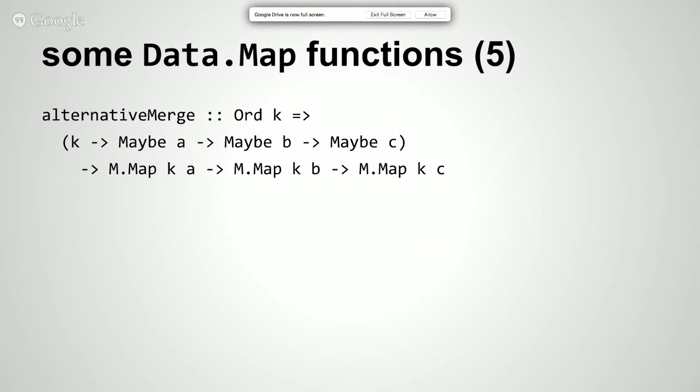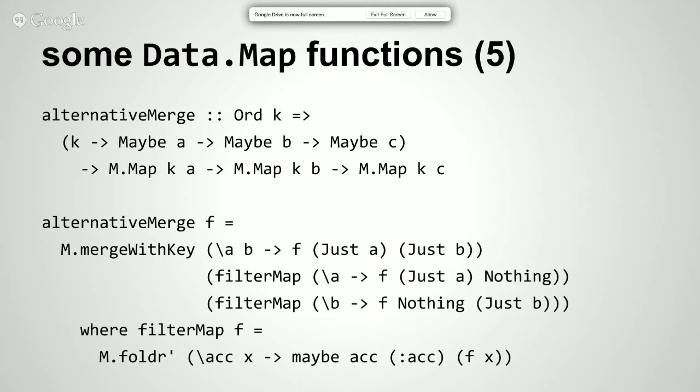Exactly. You can actually write this on top of alternative merge. I don't know if you can write this on top of merge with key. I don't know if it's as performant, but it can definitely be done. And you could probably write a more performant version of my alternative merge, but this is how I would have done it on top of the existing merge with key.